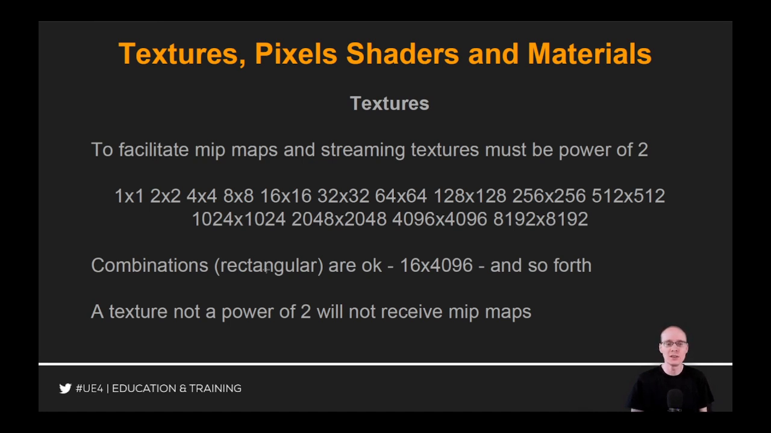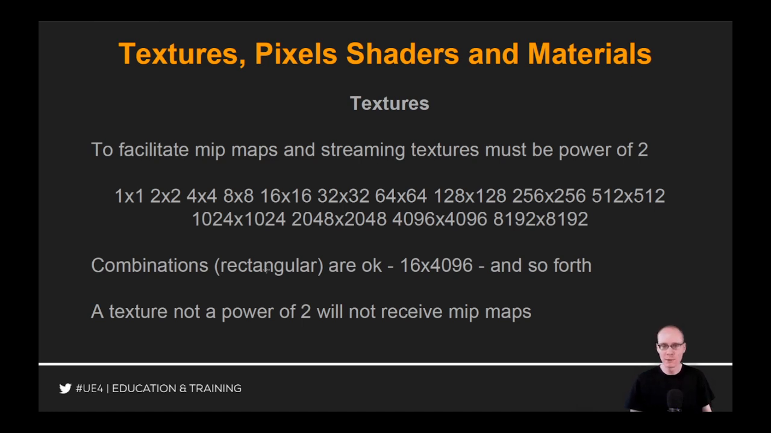You could do a 16 by 4096 texture and it's fine. But it has to be one of these numbers. It has to be a power of 2. If you do not have a texture that's a power of 2, it will import and it will work, but it will not do mipmaps and it will not stream correctly. Okay? And sometimes that's even a good thing. Sometimes you actually want a texture that doesn't have mipmaps.